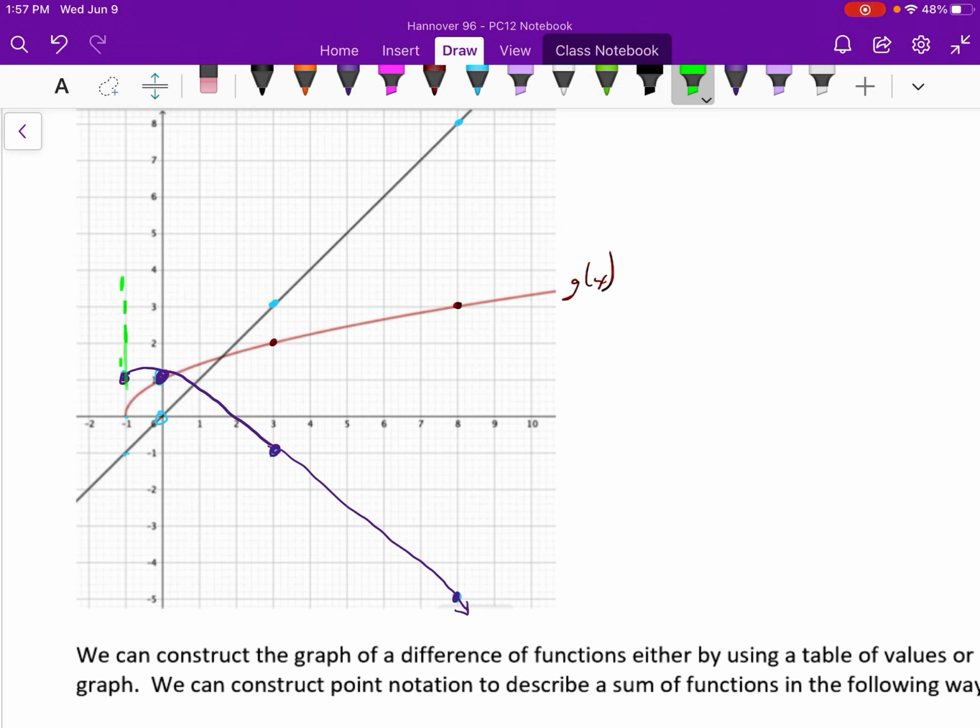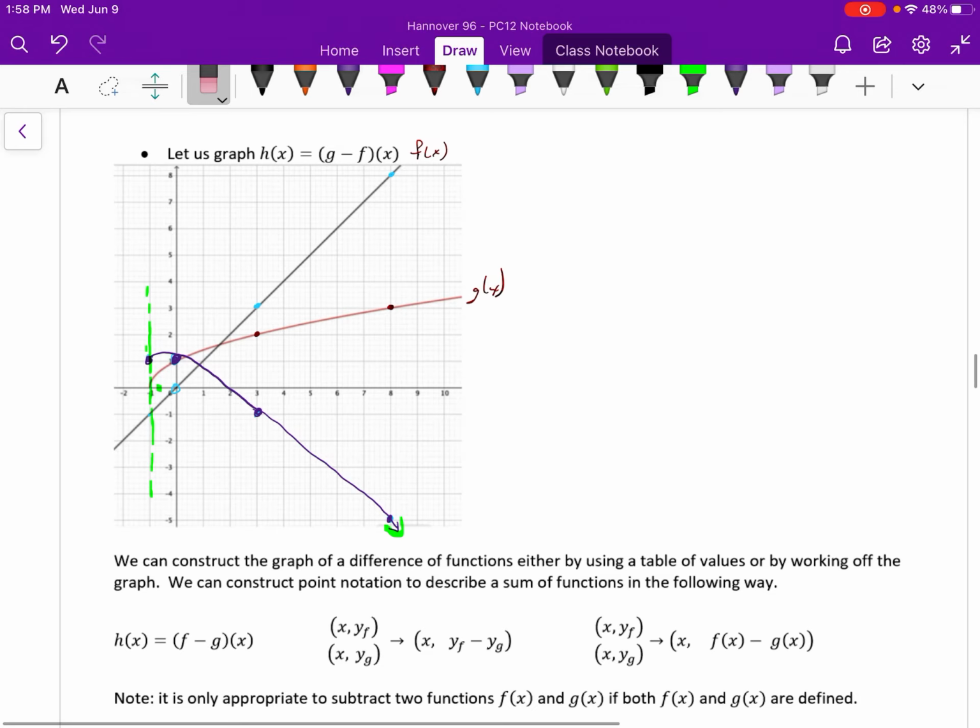My domain is defined where both my functions are defined, and that is going from -1 to infinity, and that's why I have an arrow at the end of my new graph. So again, we can construct the new graph from a table of values, or we can construct working off a new graph. I'll be perfectly frank with you. This is a very complicated function.